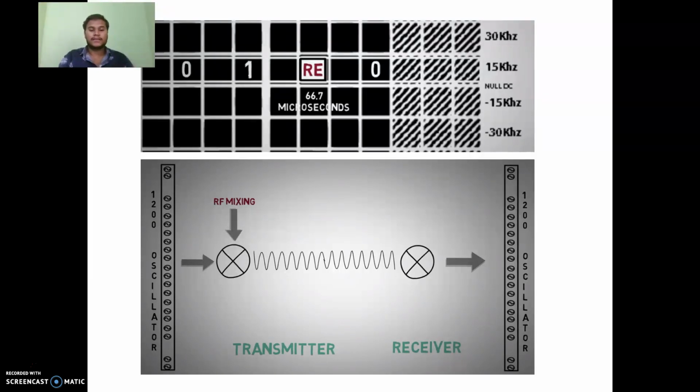Now the complexity is in the hardware. If the number of oscillators increases, the power requirement will be more. As a result, the practical implementation of OFDMA is not possible.